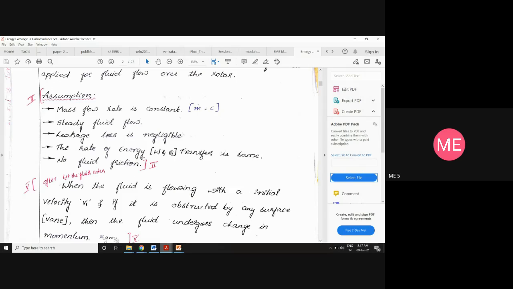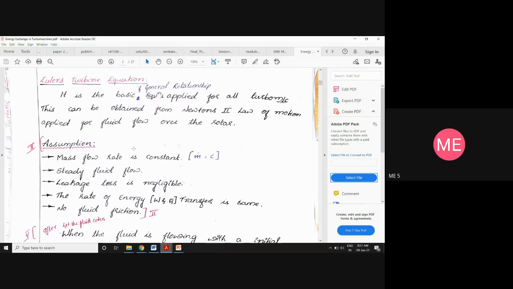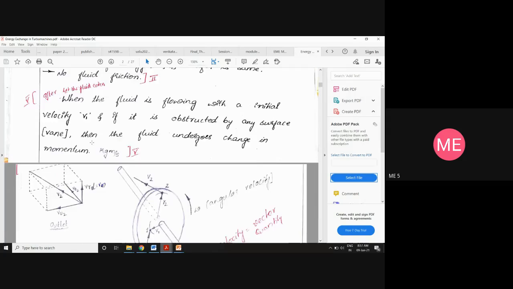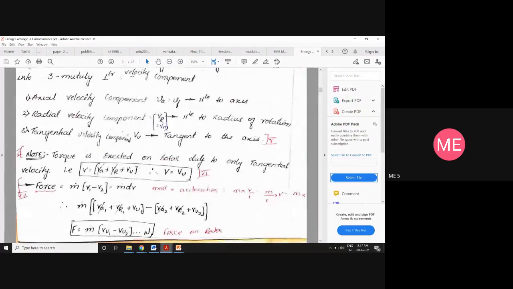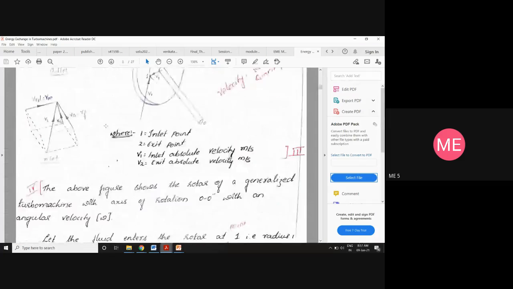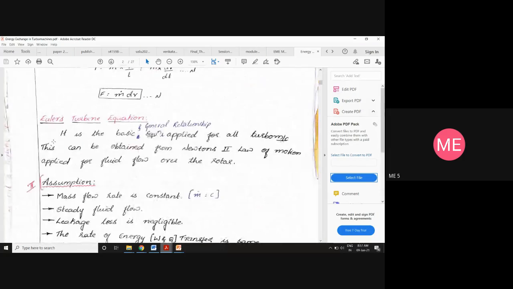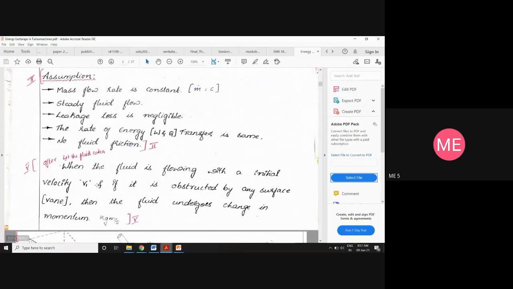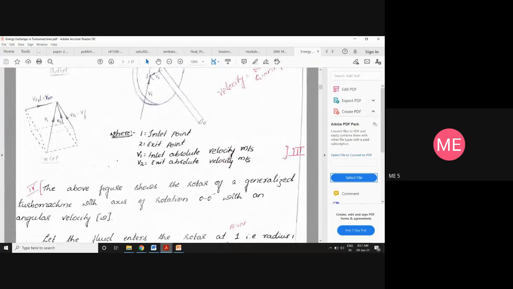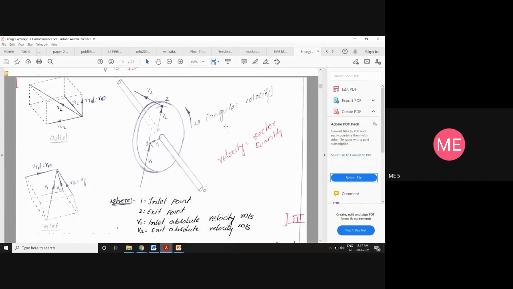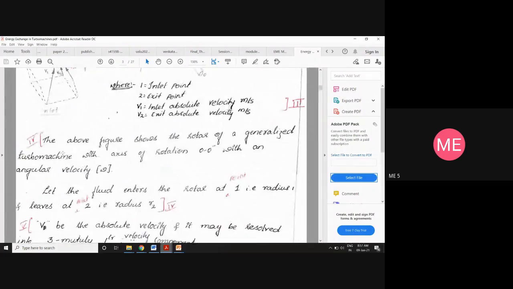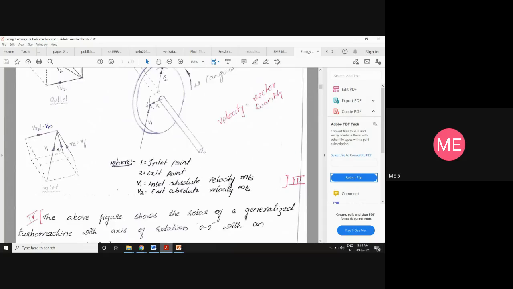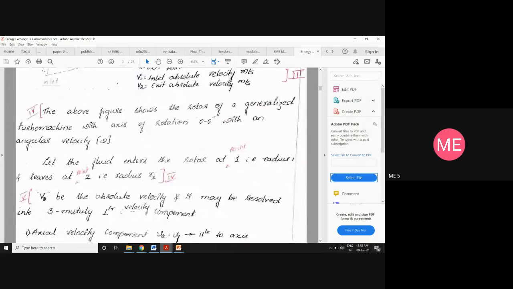Here you can see the brackets. What are the things you should write first? If we ask you to derive Euler's turbine equation, first you should write the definition of Euler's turbine equation. Then you go for the assumptions. Then you go with the figure; you're supposed to draw the figure. That is the third step. And the fourth step, you're supposed to write what the figure tells, what point 1, point 2 are, all those things.